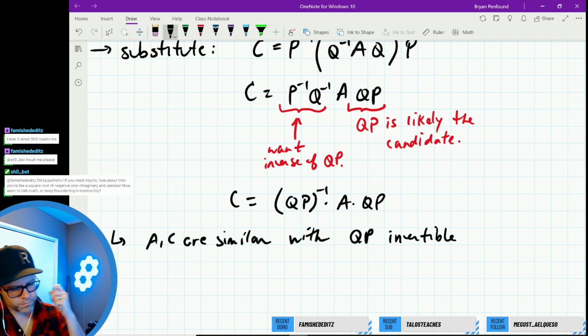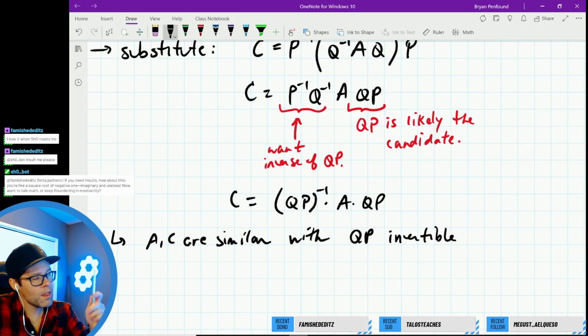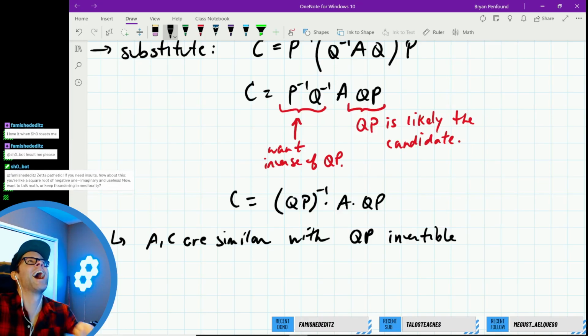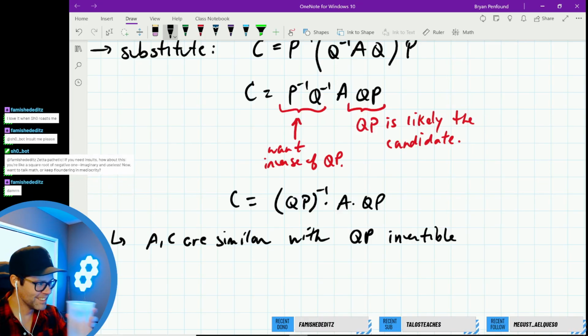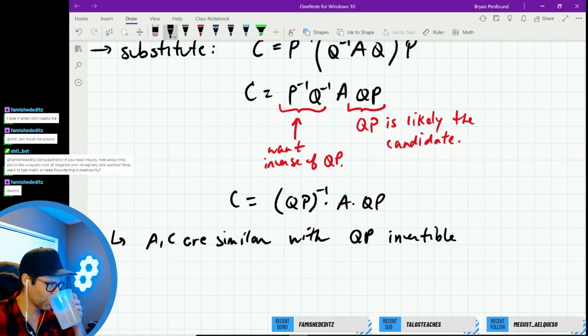Zeta, pathetic. If you need insults, how about this? You're like a square root of -1. Imaginary and useless. Now, want to talk math or keep floundering in mediocrity? Wow. Just savage this morning.